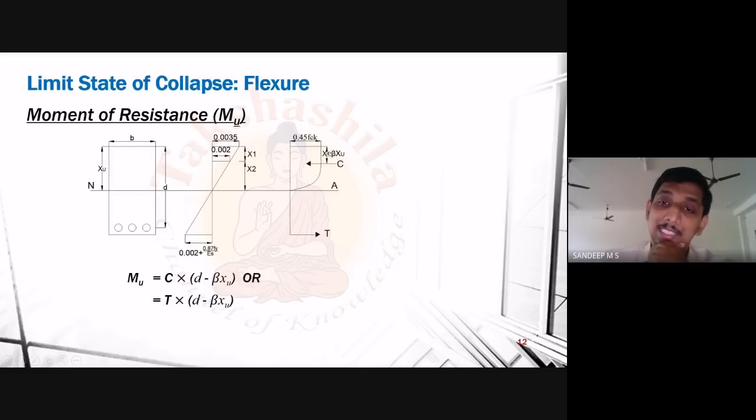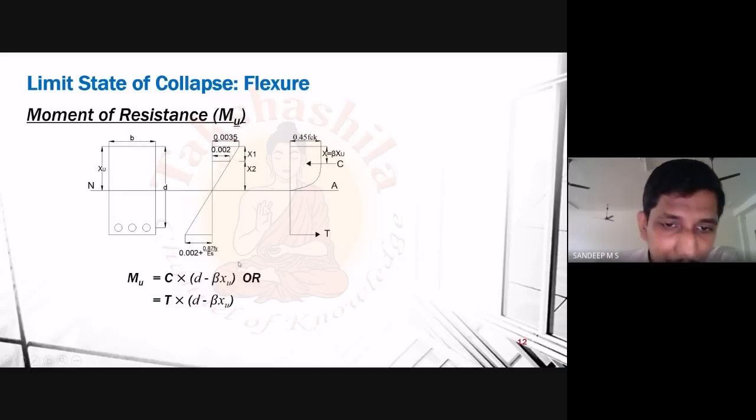Okay, so basically this distance, that is from the top fiber to the point of application of our compressive force, will be equal to beta times XU. XU is your neutral axis depth, that is the distance from this top fiber to your neutral axis. So if you subtract this distance, beta times XU, from D, what you will get is the lever arm. That is the distance between these two forces.